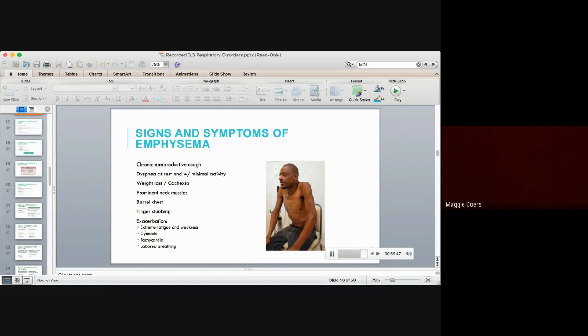Exacerbations of emphysema are characterized by being extremely fatigued or just absolutely wiped out. Also, labored breathing, and more often these patients in exacerbations become more cyanotic because they are already so hypoxic.